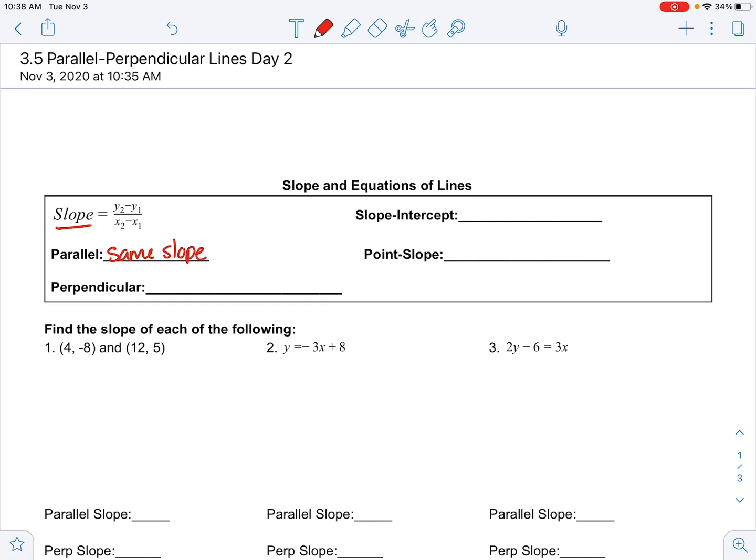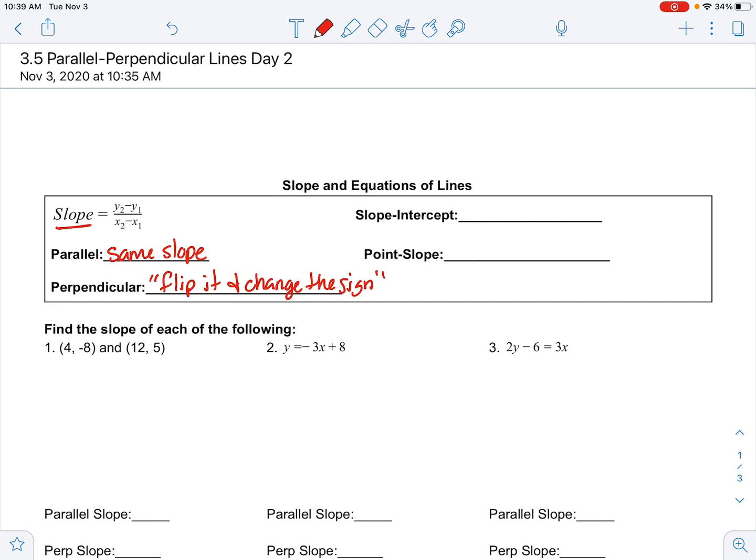And perpendicular lines meet at a 90 degree angle, which means that they have opposite reciprocals for their slopes. So how we can remember that is we flip it and change the sign. Okay, opposite means we change the sign. Reciprocals means we flip the fraction. So today we're going to take that and add it into writing equations of lines.